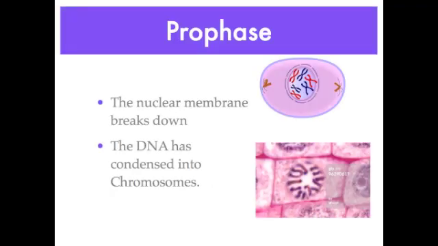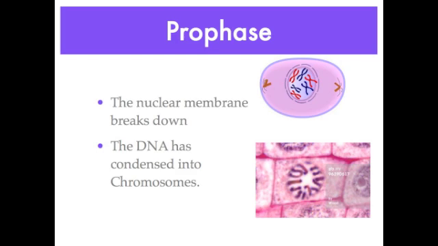So the first phase, again, is prophase, and basically in prophase, what you're looking at in the little diagram on the top is the nuclear membrane, which is the little area that kind of surrounds the nucleus. It keeps everything in the nucleus, including all the DNA. The nuclear membrane is breaking down. At this point, you guys can kind of see those little X shapes, the blues and the reds.